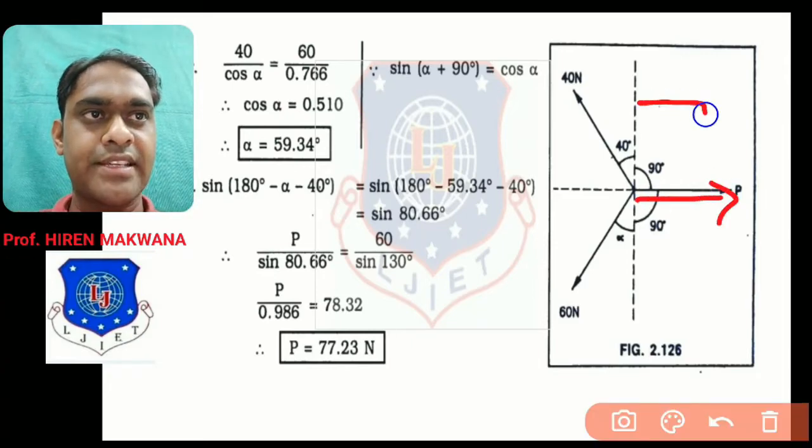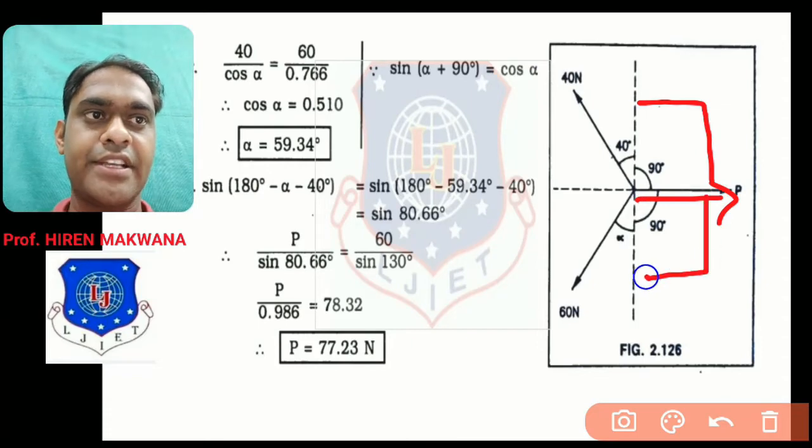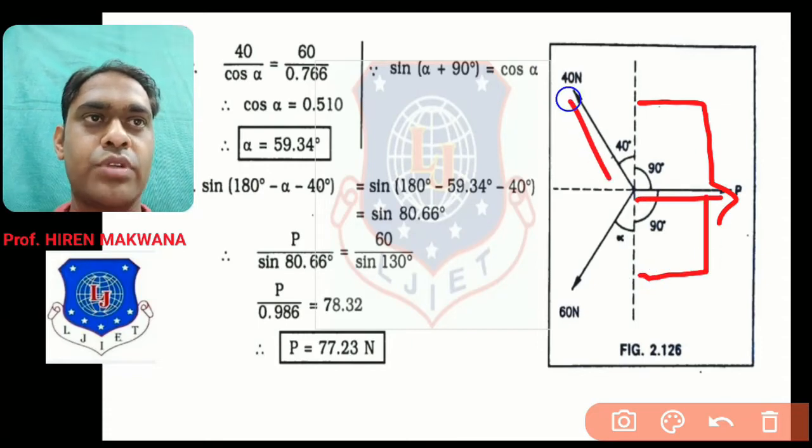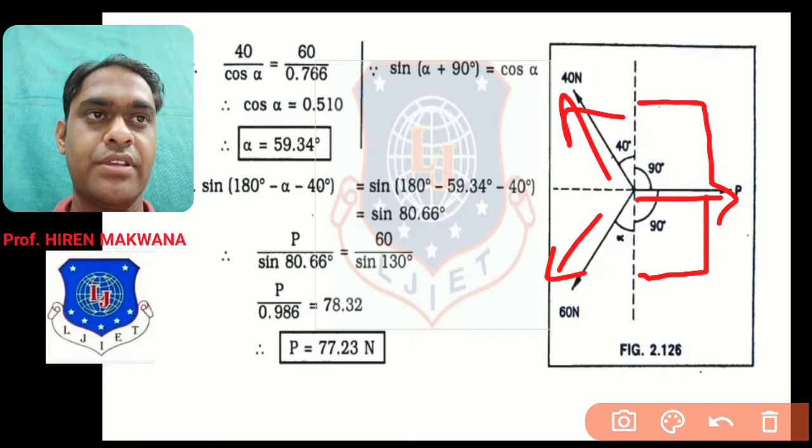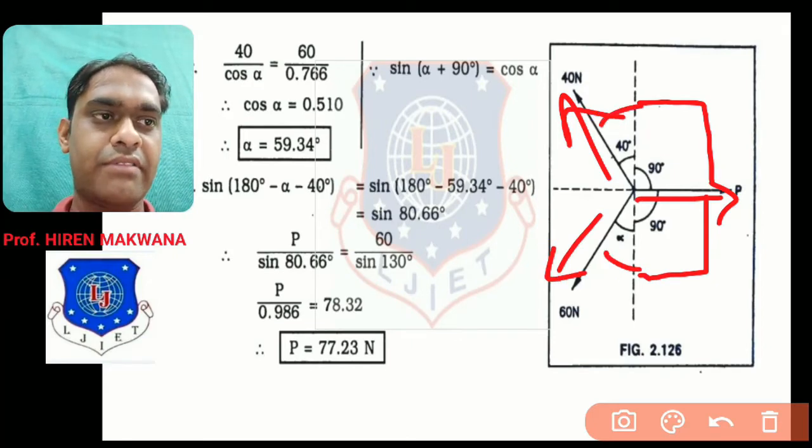So with the y-axis it is making 90 degrees. Remaining forces are as it is, 40 Newton, 60 Newton. 40 Newton is making 40 degrees with the y-axis. 60 Newton is making alpha with the y-axis. Okay, so this is the figure.